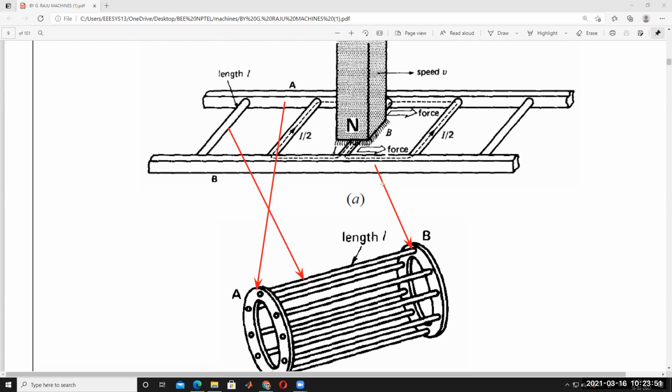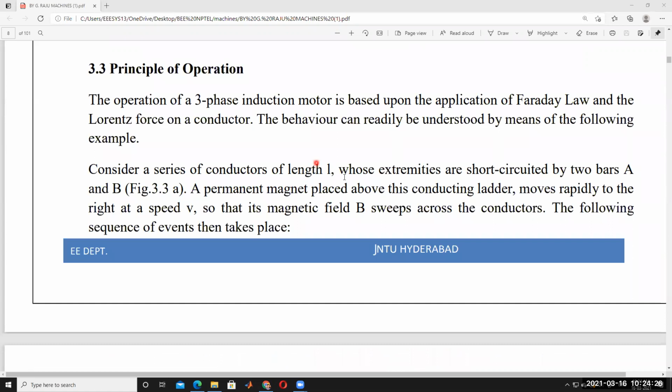Understood. Now, by cutting this squirrel cage induction motor here and laying it out in a horizontal manner, it looks like a ladder, for understanding purposes. So cut here and it is converted into a horizontal form that looks like a ladder. It's clear. Its extremities are short circuited by two bars A and B, which are called end rings.